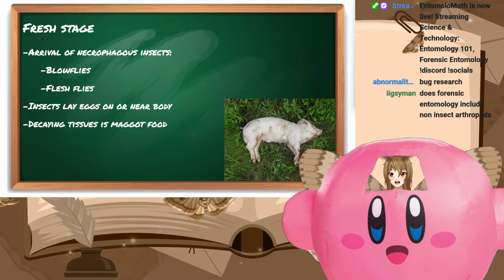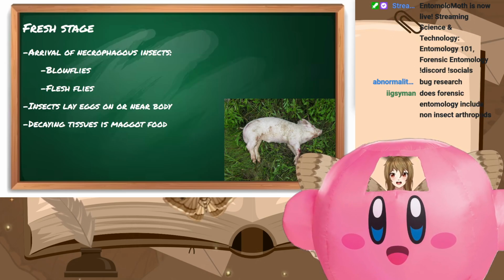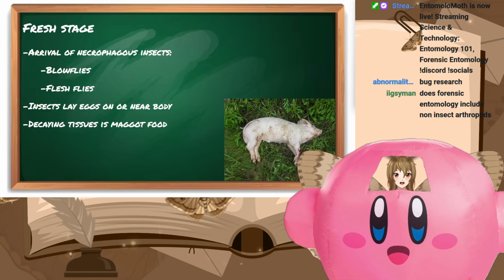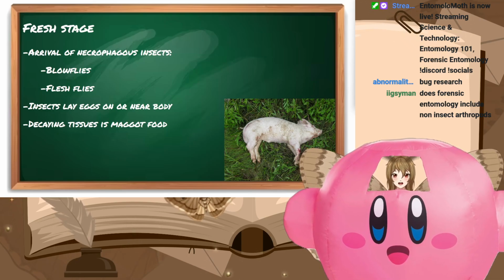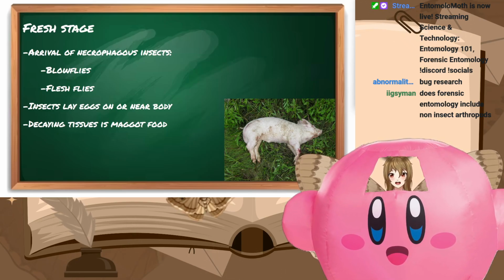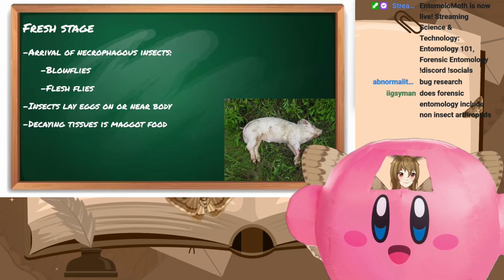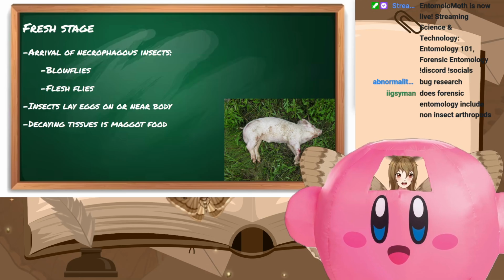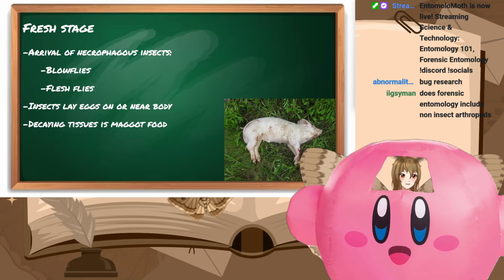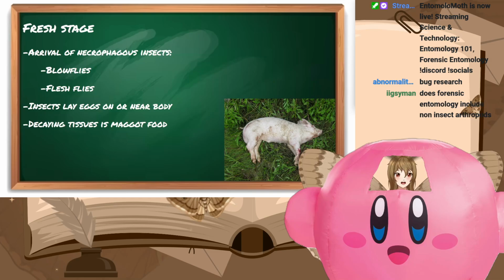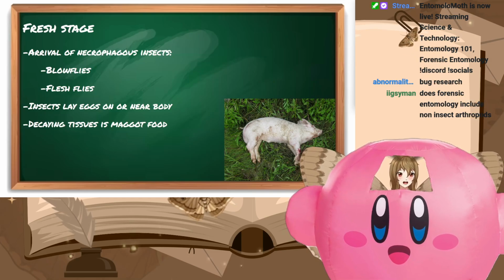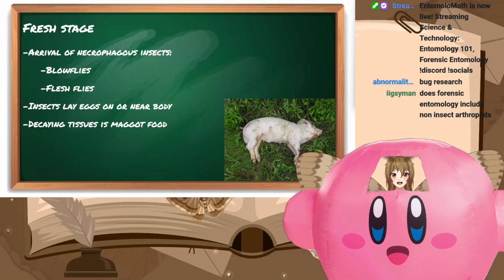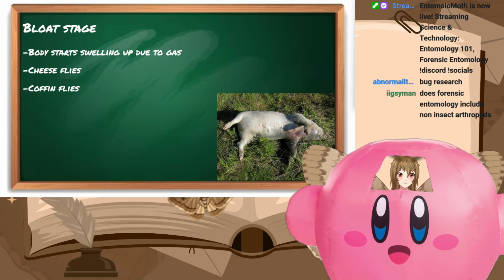The first stage has the arrival of necrophagous insects, such as blowflies and flesh flies, and insects lay eggs on the body or near the body in this stage. The maggots that hatched then eat the decaying tissues of the animal or the carcass, which is now what breaks down the dead body, so that it looks very different later.